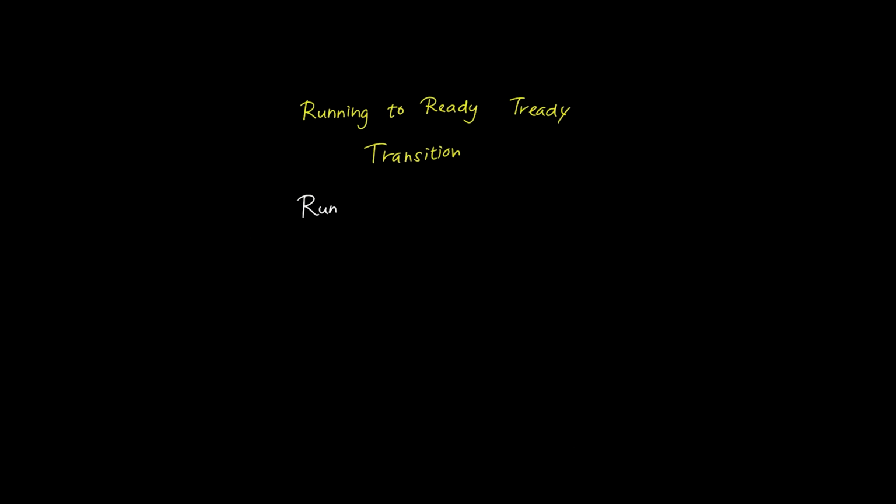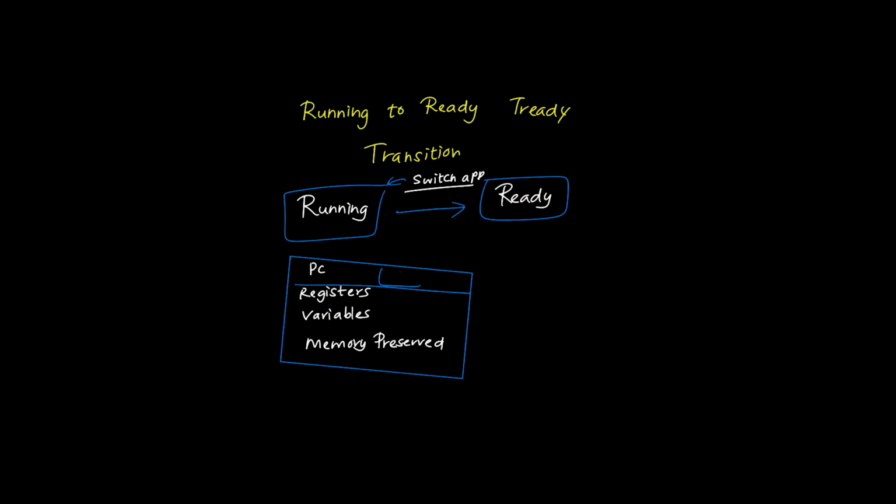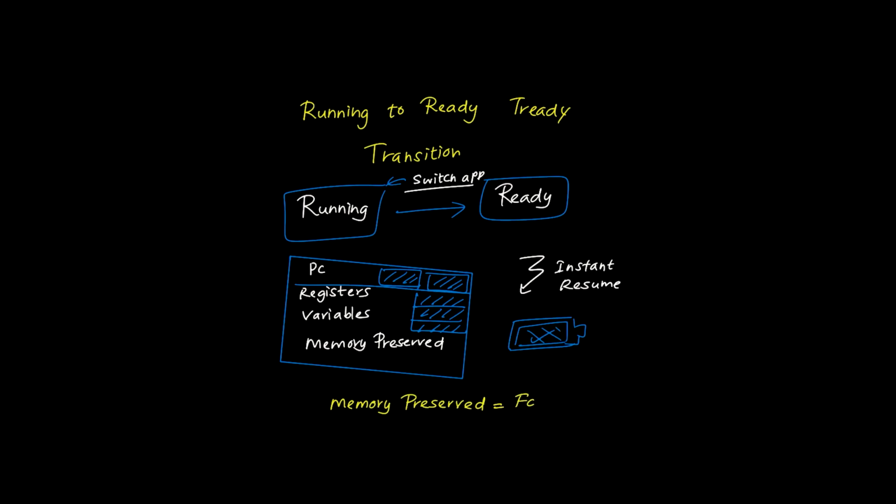When you switch apps on your phone, the foreground app doesn't terminate. It transitions from running to ready state. This means the process gives up the CPU, but keeps all its data in memory. The program counter, registers, and variables all remain intact, just suspended. When you switch back, the app transitions from ready to running, resuming exactly where it left off. This is much more battery efficient than terminating and restarting apps. The app stays warm in memory, ready to spring back to life instantly without the overhead of reloading everything from storage.